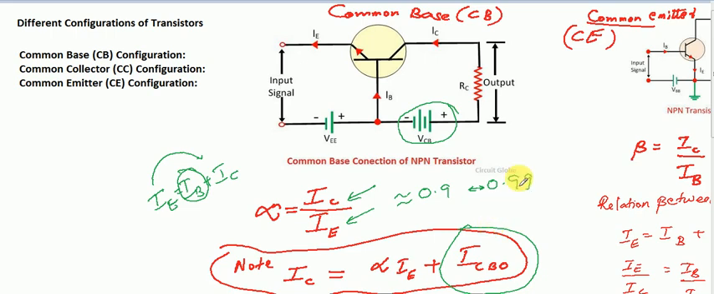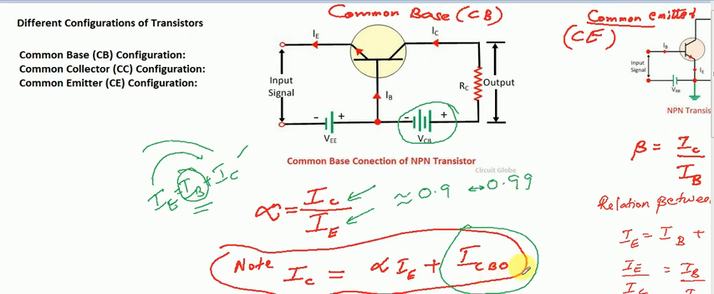The charges from the emitter region move towards the collector through the base region. As the base region is lightly doped, most of the charge carriers move to the collector. That constitutes the collector current. Other than this collector current, there will be a small current due to the flow of minority carriers also. We represent that by ICBO. So what is ICBO? It is the collector base current when the emitter is open.